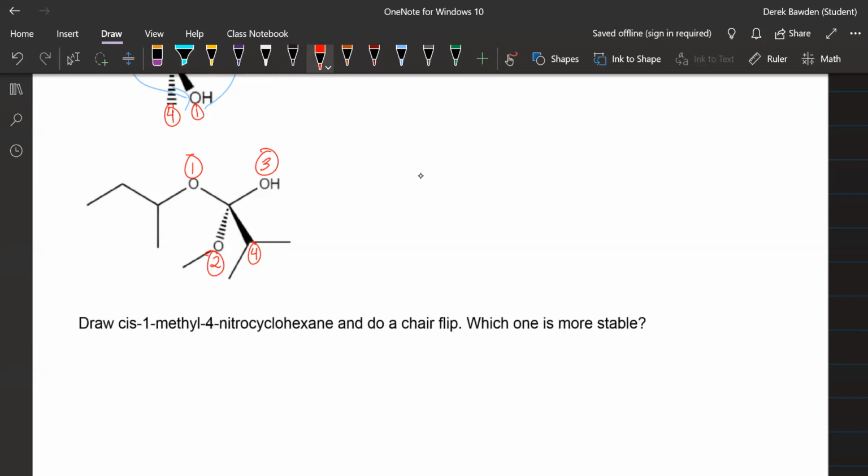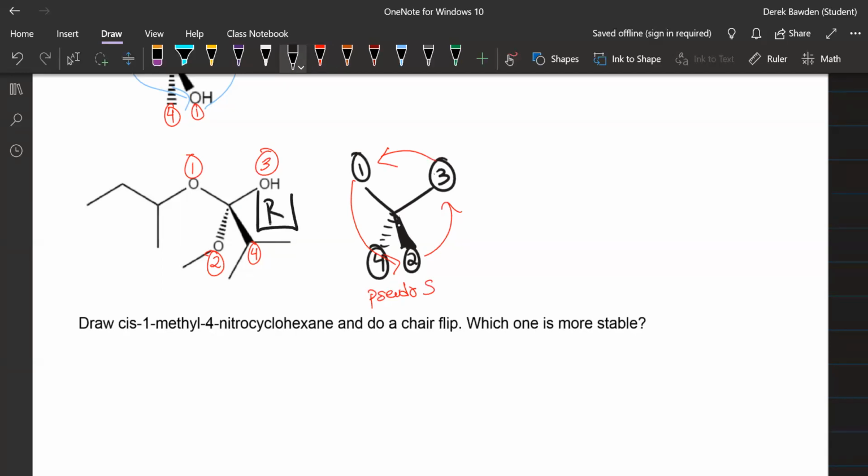So now we have to say, well, our 4 isn't moving to the back. So we have to change that. Make sure our number 4 is facing the back. So we're going to swap our 2 and our 4. So our 4 is going to the back, and we'll keep 3 and 1 the same. So this is pseudo what? Pseudo S, perfect. So that means the original is R. Awesome.